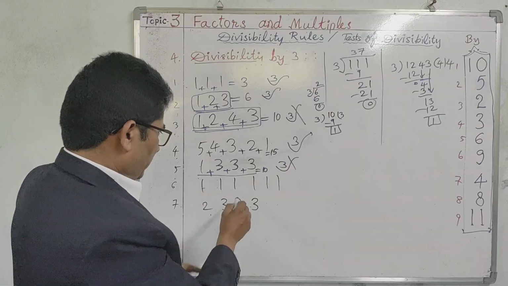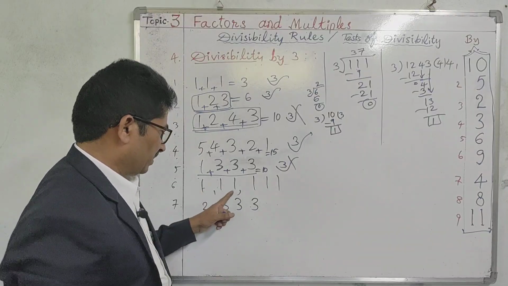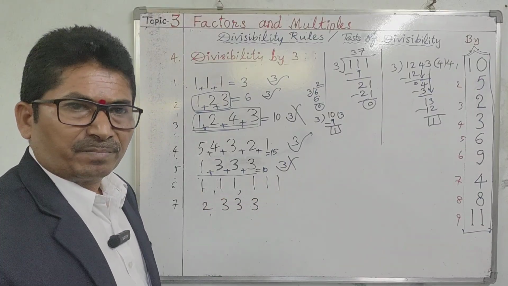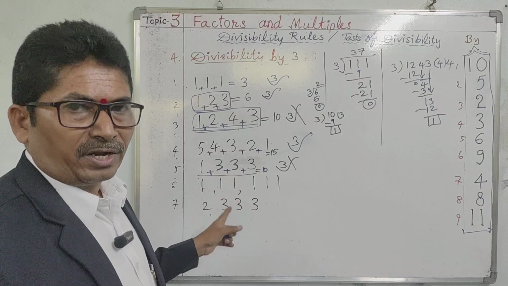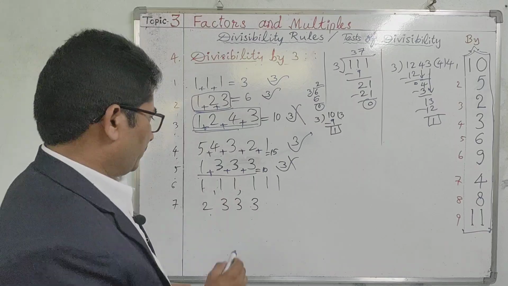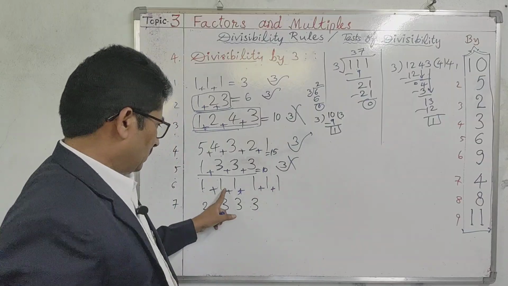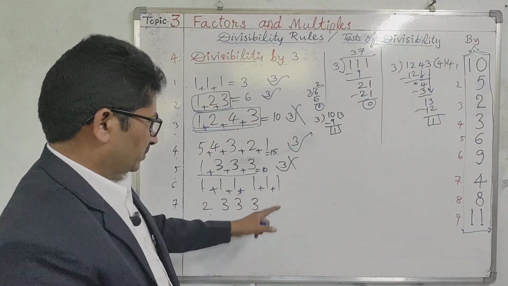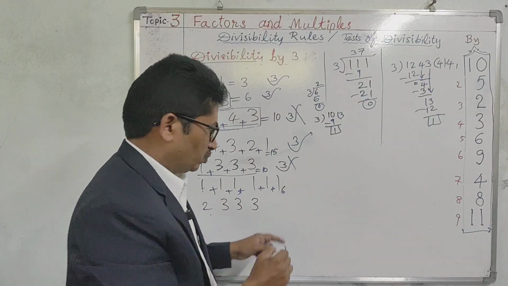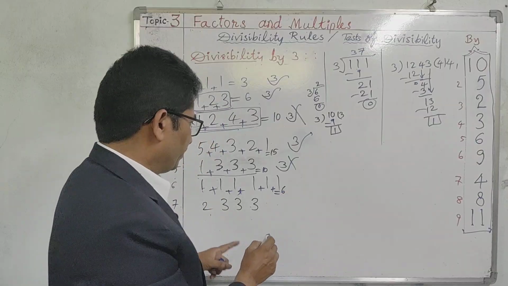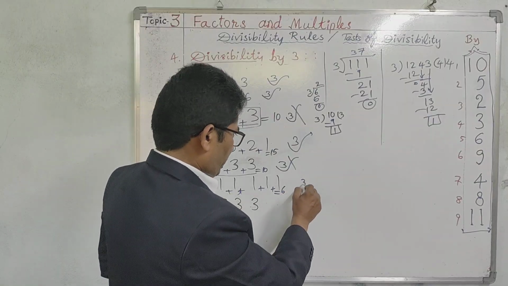So here we have 1,11,111. Is this divisible by 3? We can check. 2, 3, 4, 5, 6. So 6 is exactly divisible by 3. So that's why this number is also exactly divisible by 3.